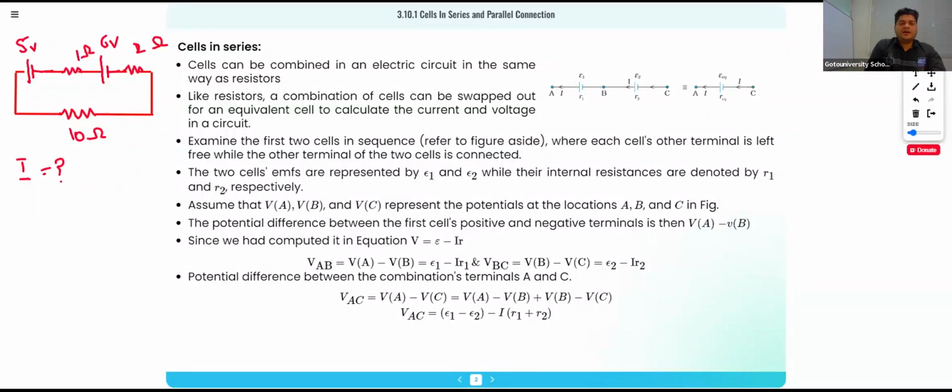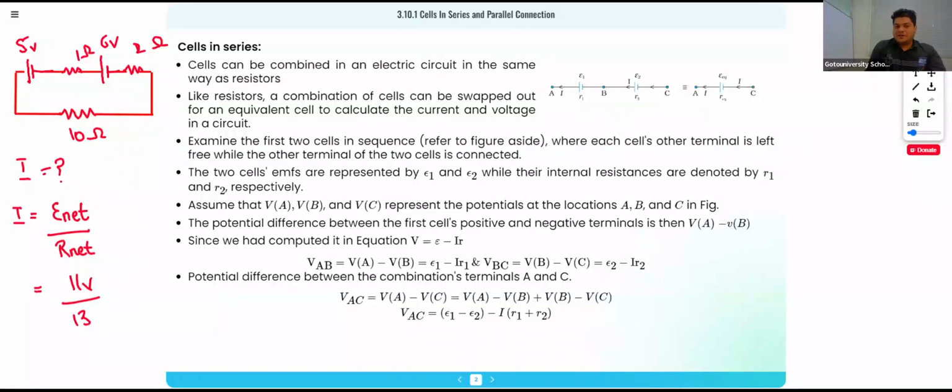So what will be the current? What is the formula for current? Current is E net over R net. What is E net? 5 plus 6, 11 volt, over what is R net? 10 plus 1 plus 2, that means 13.